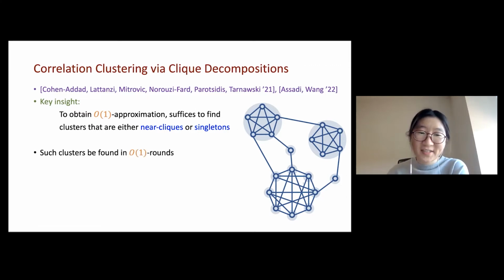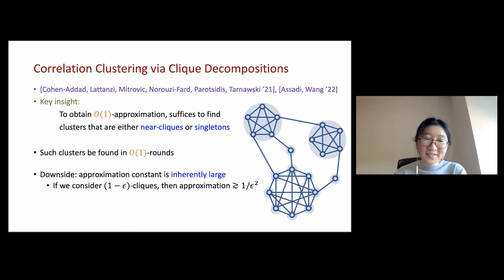And it's shown that such clusters can be found in constant many rounds. However, the downside of this approach is that the approximation constant here seems to be inherently large. So for example, if we consider the 1 minus epsilon cliques, which roughly means that each vertex in a cluster is connected to at least 1 minus epsilon fraction of the vertices in that cluster, then the approximation is at least roughly 1 over epsilon squared, very roughly speaking.